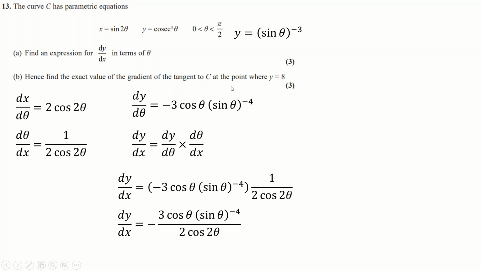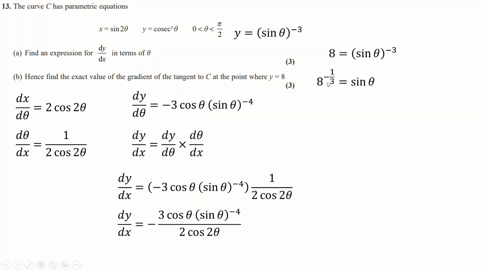Hence, find the exact value of the gradient of the tangent to C at the point where y is 8. So when y is 8, we have dy by dx, but it's in terms of theta. So having y equals 8 doesn't help. So put y as 8 into here, and then of course we can raise both sides to the power minus a third, because if you raise this to the power minus a third, minus 3 times minus a third goes to 1. So we just get sine theta to the power 1, which is sine theta.